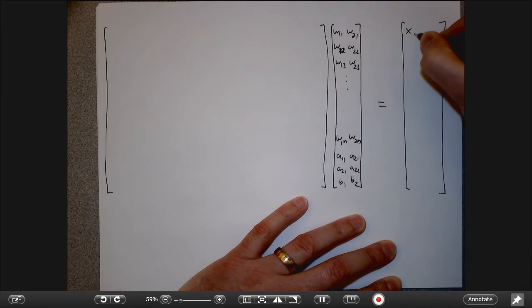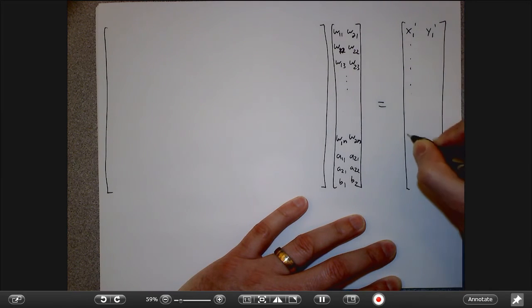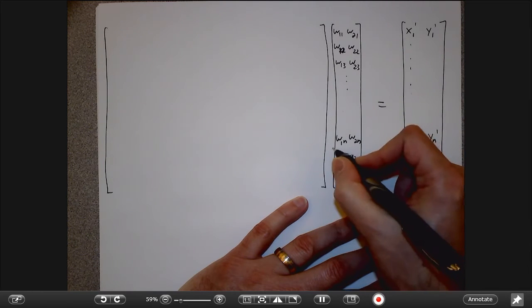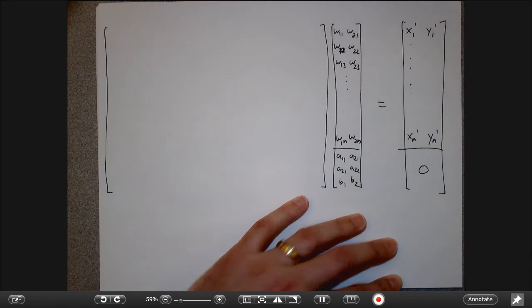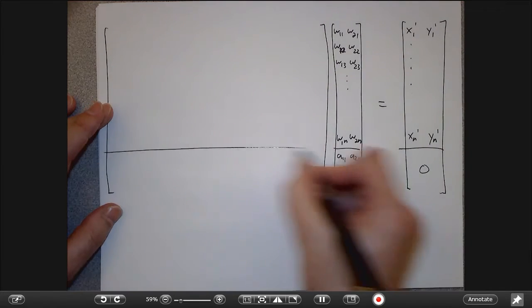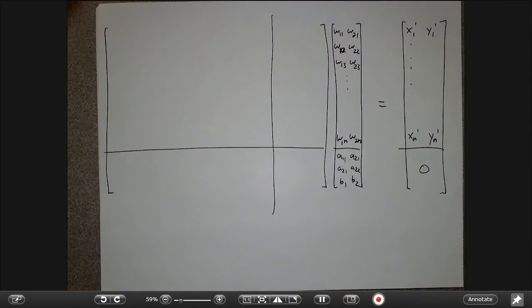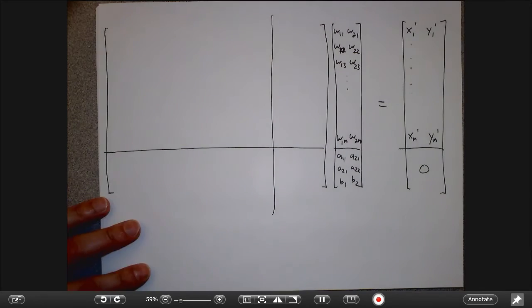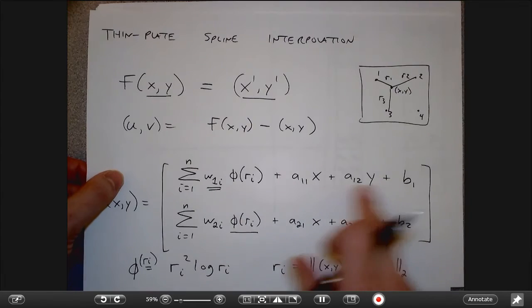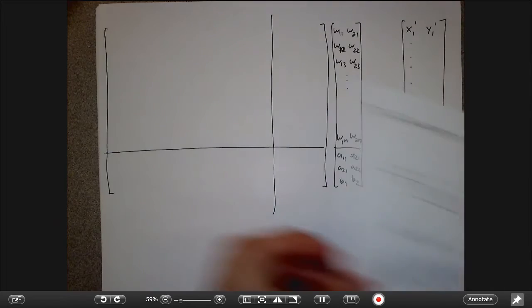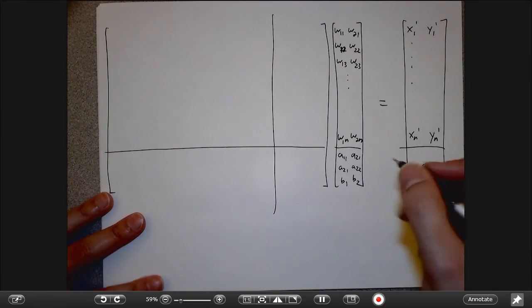So I'm going to basically have x1 prime, y1 prime, all the way down to xn prime, yn prime. I'm just going to put little bars like this. This is all going to be 0 down here. And then I think about, okay, so what is this matrix going to look like over here? Well, what's multiplying the affine part is just x, y, and 1. So this side here is pretty easy to figure out.